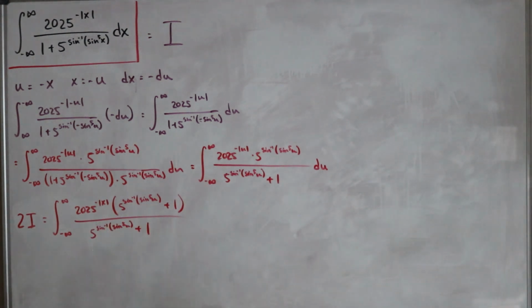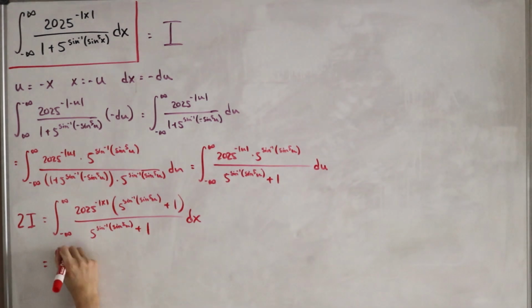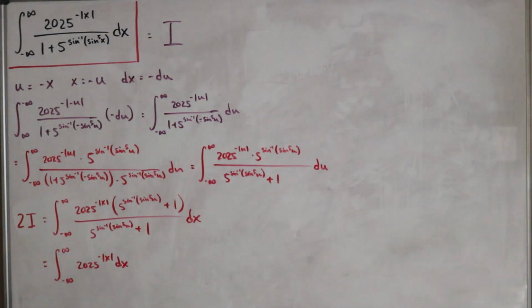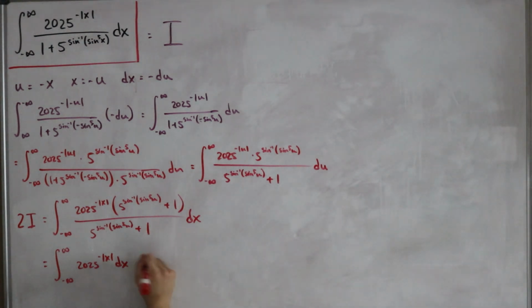And guess what? You are going to notice that we have some terms that are going to cancel, simply leaving us with just negative infinity to positive infinity of 2025 to the power negative absolute value of x, then dx. See, now we just made things a lot simpler. Well, in this case, it probably may not look simple at first glance, but what you can do is apply the properties of absolute value functions.